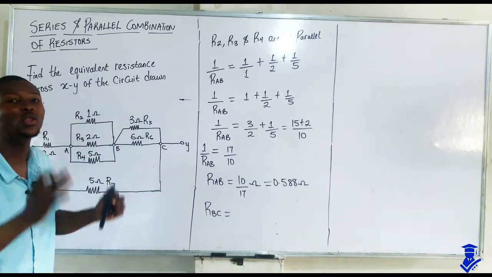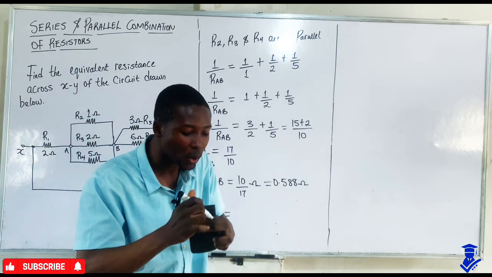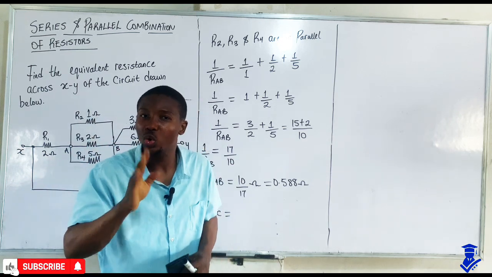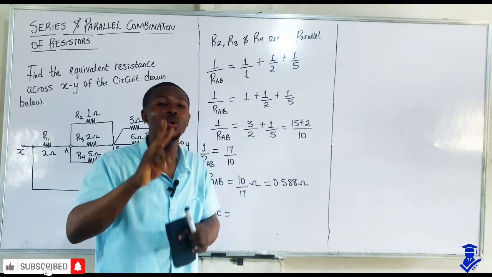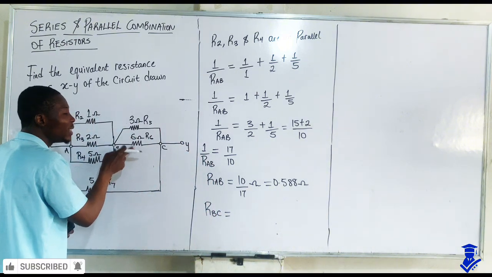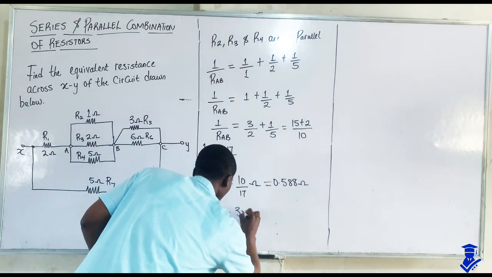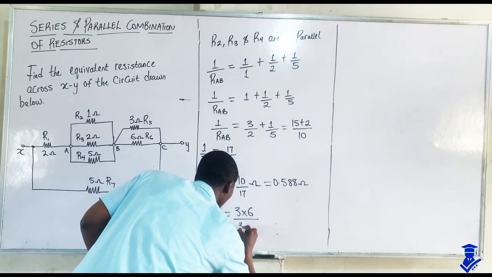Now, when two resistors are connected in parallel, note that this is for two resistors only. If it's more than two resistors, you don't do it this way. It becomes this times this divided by this plus this. So you multiply them, 3 times 6, divided by adding them.